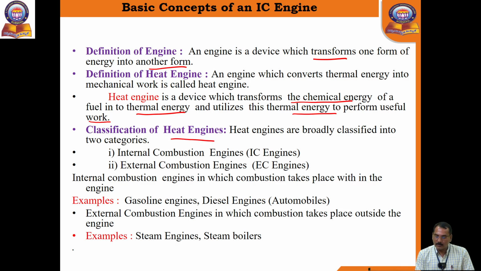Here we have two types of engines, I mean internal combustion engines and external combustion engines. Internal combustion engines means the combustion takes place within the engine cylinder. Examples for internal combustion engines are gasoline engines, diesel engines, etc. Then coming to external combustion engines, in which the combustion takes place outside the engine cylinder. Here we have examples for EC engines: steam boilers, etc.